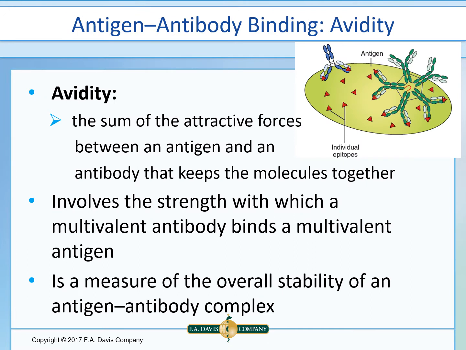Avidity represents the overall strength of antigen-antibody binding and is the sum of the affinities of all the individual antibody-antigen combining sites. Avidity refers to the strength with which a multivalent antibody binds a multivalent antigen and is a measure of the overall stability of an antigen-antibody complex. Avidity, in other words, is once the binding has occurred, the force that keeps the molecules together. High avidity can actually compensate for a low affinity.